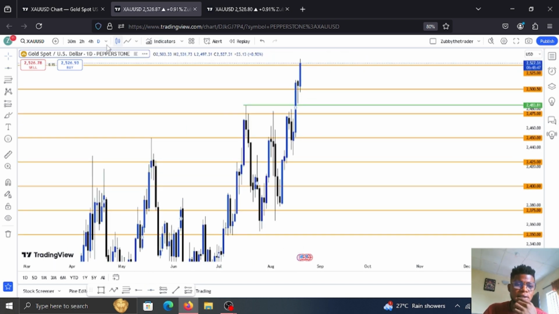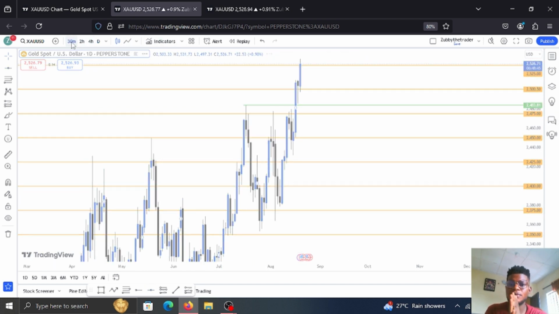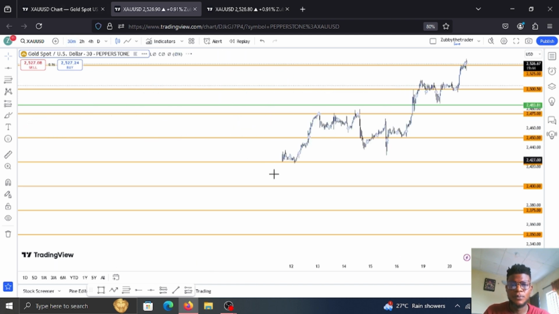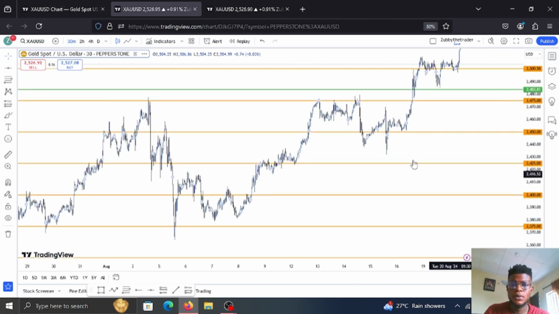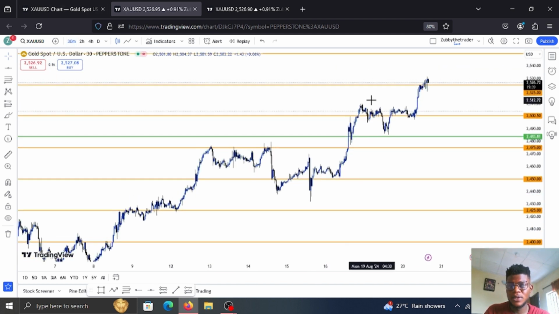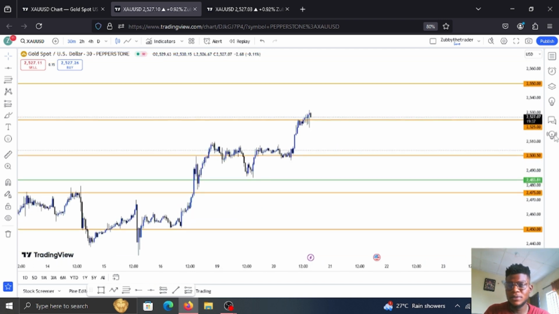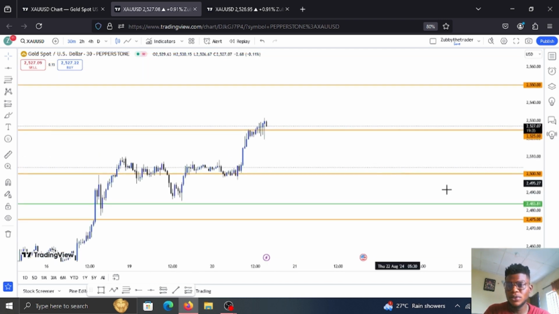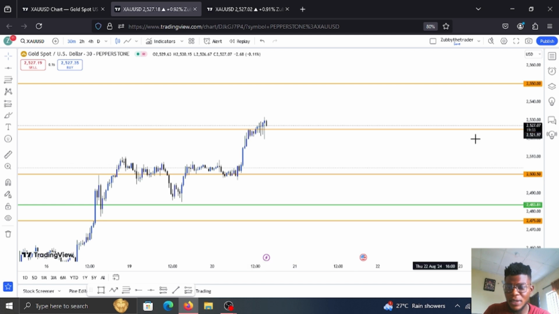Okay, so that is it. Let me go down to a lower time frame. My favorite is the 30 minute time frame. Now look at this right there. We can see, for instance, that gold is currently testing 2525. That is a very strong zone that gold is really testing.